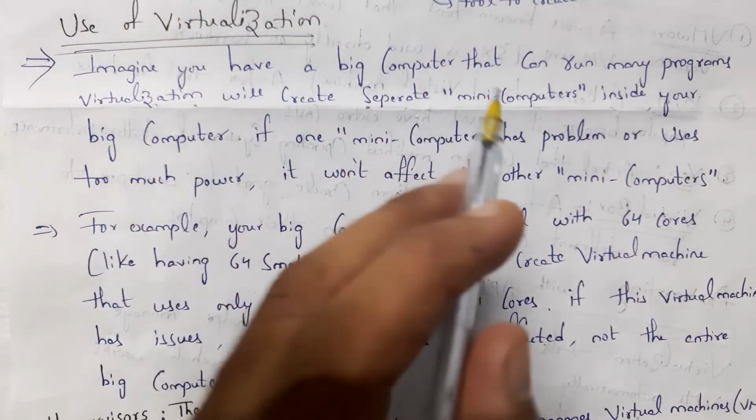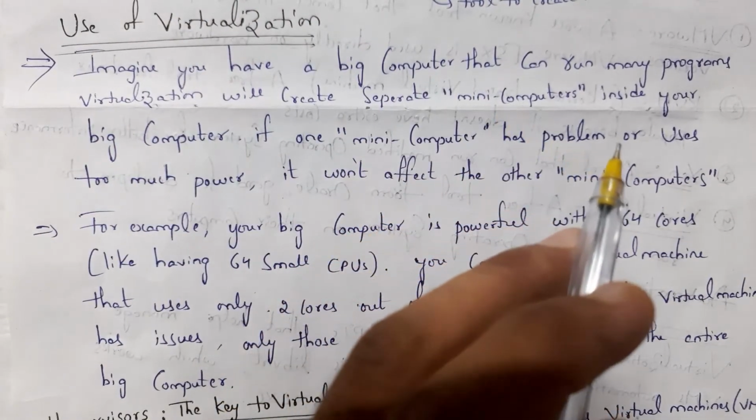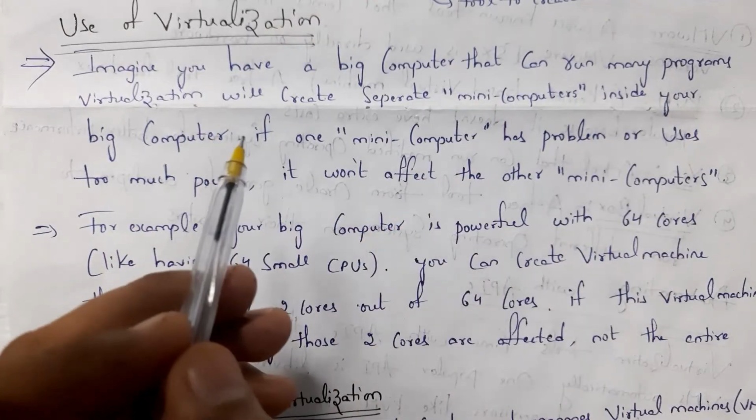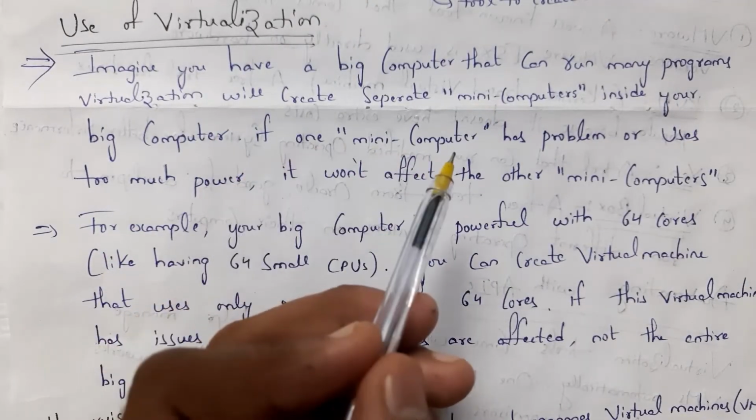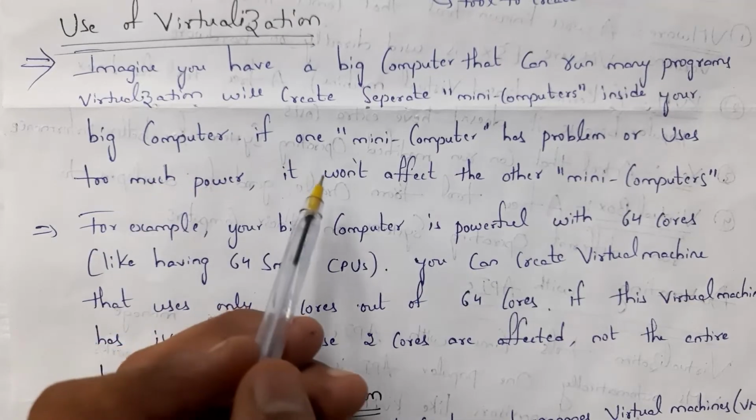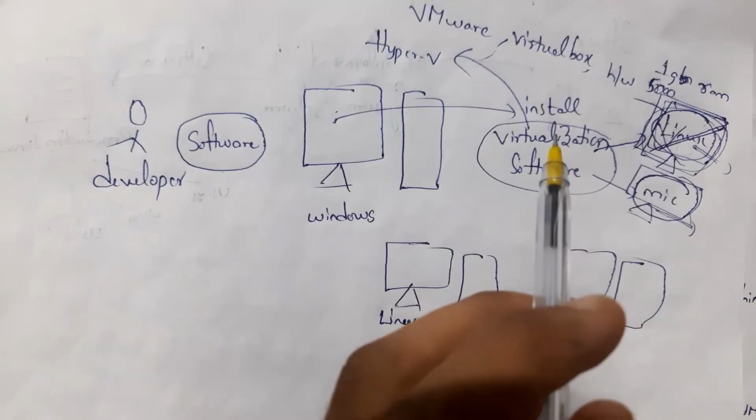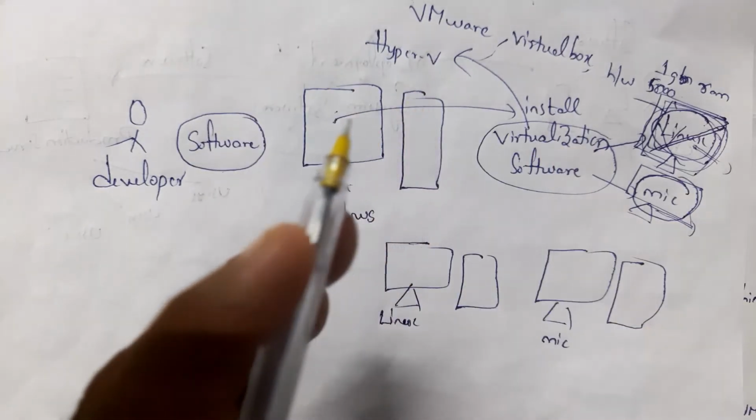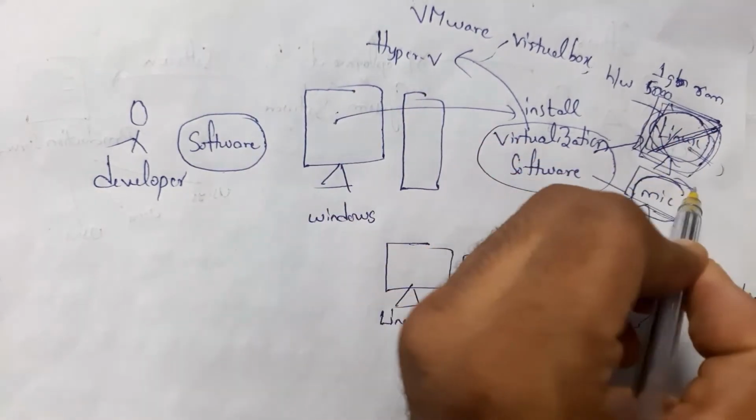Imagine you have a big computer that can run many programs. Virtualization will create separate mini computers inside your big computer. If one mini computer has a problem or uses too much power, it won't affect the other mini computers. So even if one mini computer doesn't work properly, it will not affect the other mini computers. A problem in Linux will not affect Mac.